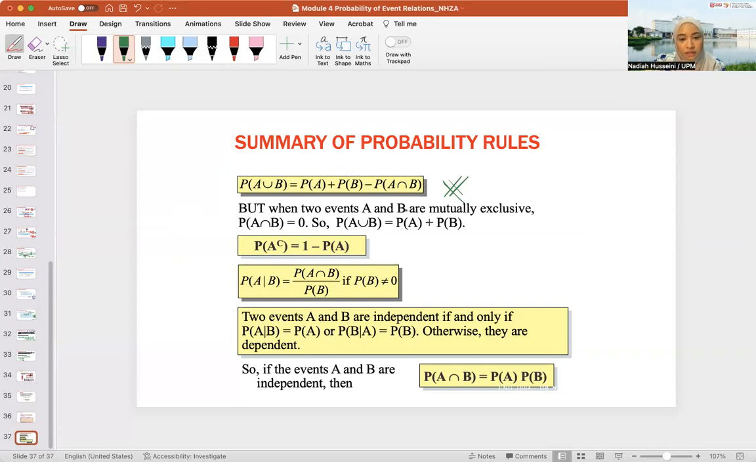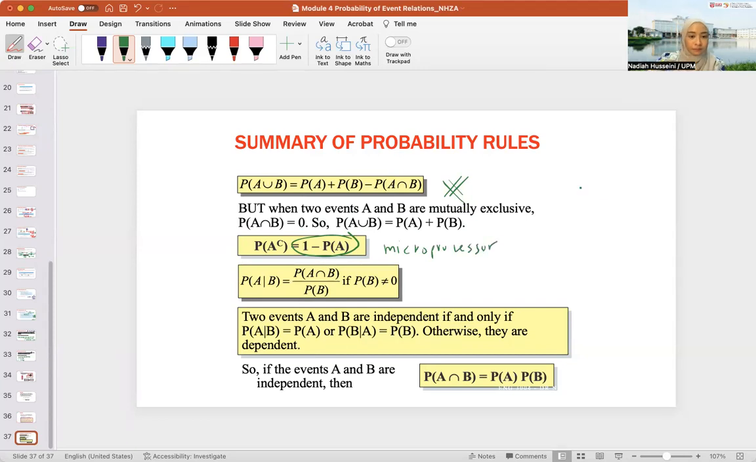But when 2 events A and B are mutually exclusive, meaning they don't overlap, therefore probability of A intersect with B is equal to 0. Therefore, probability of A or B is equal to the addition of these 2. Only for this equation, okay? And then when we're talking about complement, we say it like this: 1 minus probability of A failing. This is the same example as the microprocessors.